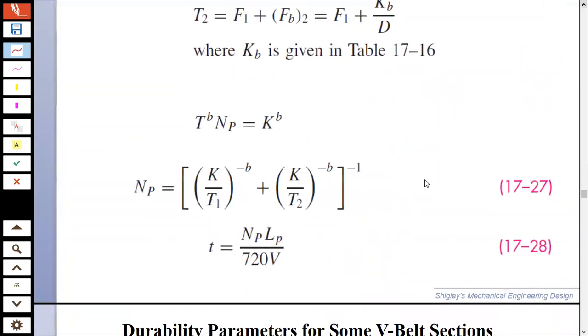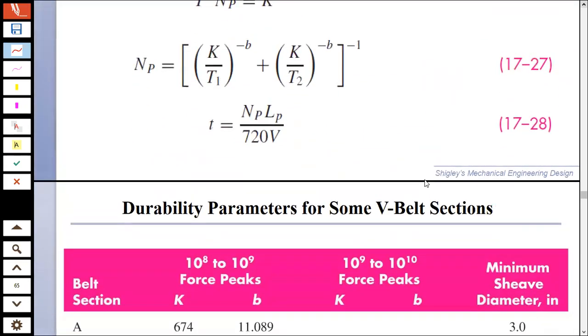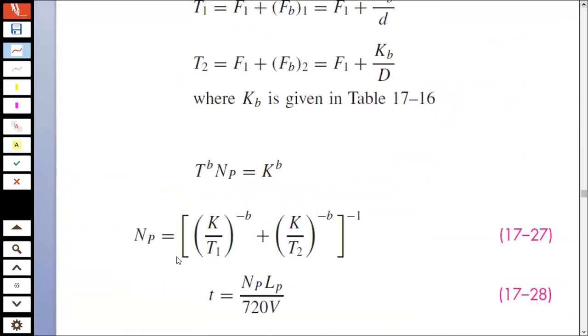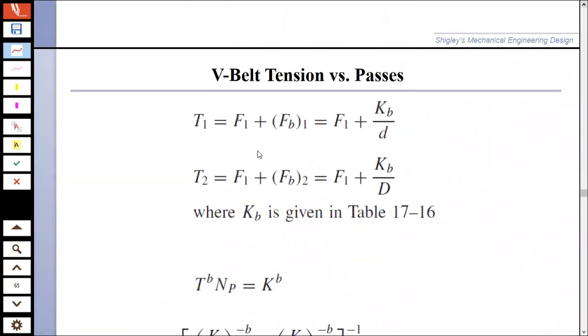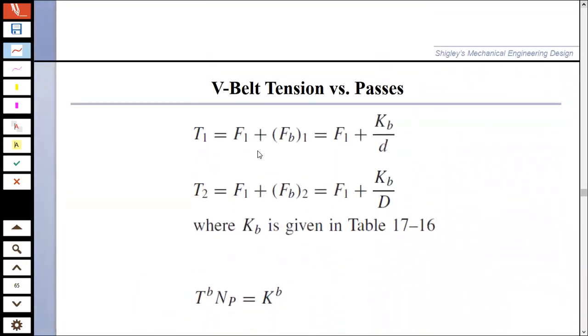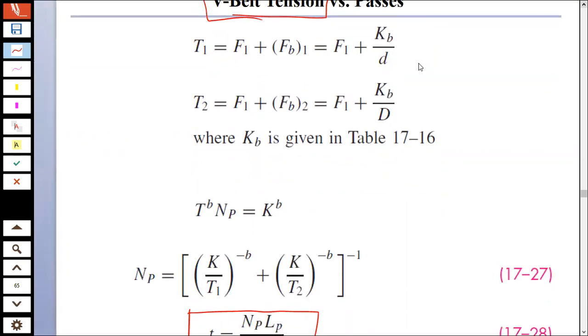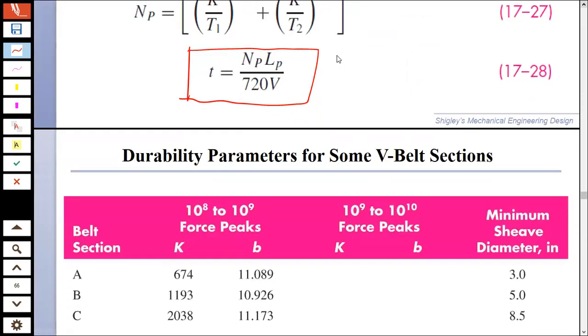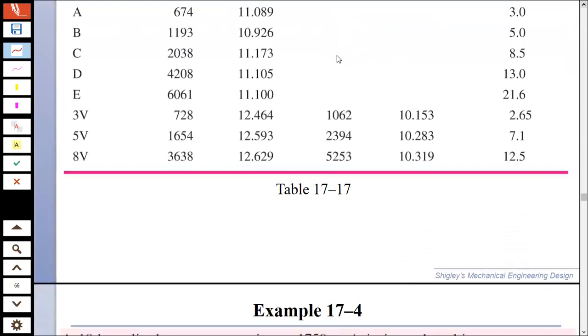These are the formulas given to you for the time that a belt would work. Go ahead and see what will be the number of passes, the number of revolutions, that a belt can withstand with a certain amount of tension in the belt. Okay? So I will leave it to you to look for equations 17-27 and 17-28 in your book.